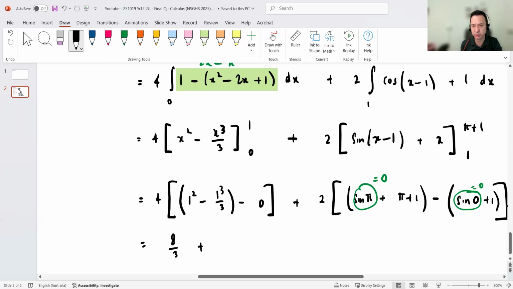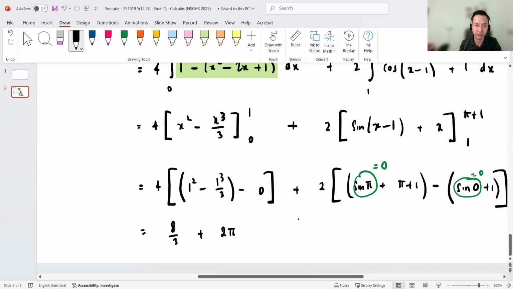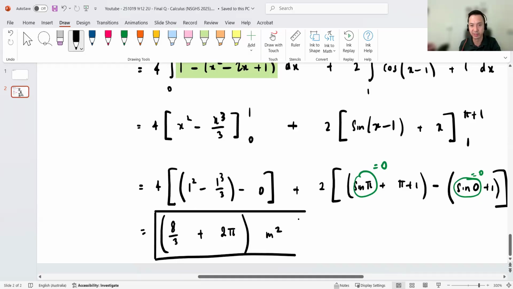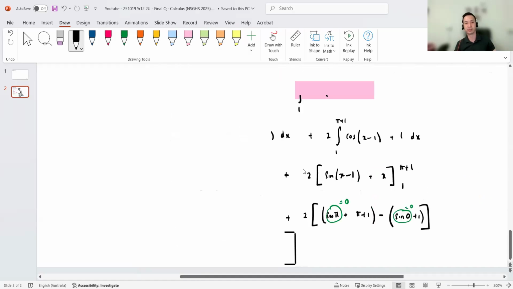Is that right? Just 2 pi? Is that it? Yeah, that's it, guys. That's my answer, so that's meters squared. Pretty sweet. Yeah, 5 marks. Oh, wow, okay. I'm actually surprised, right? There's a lot of marks for the North Sydney Girls trial paper, but there you go.